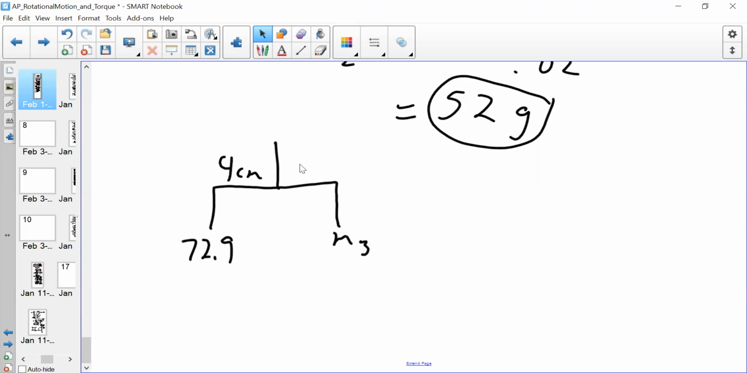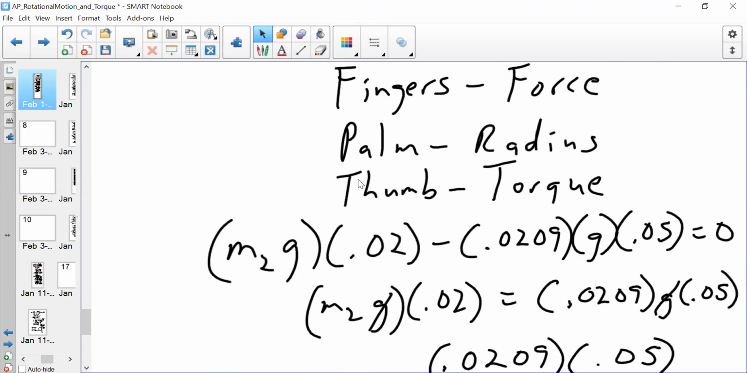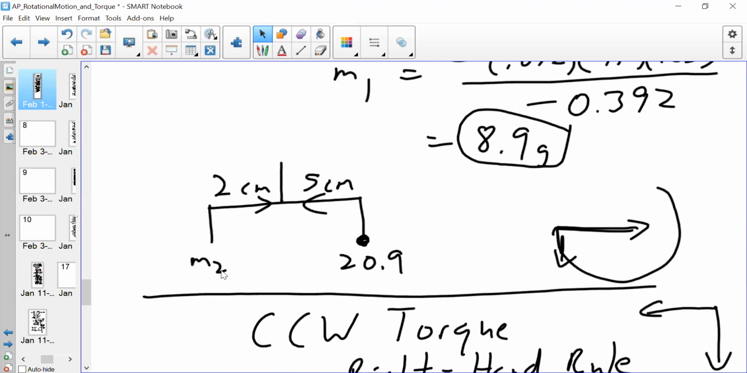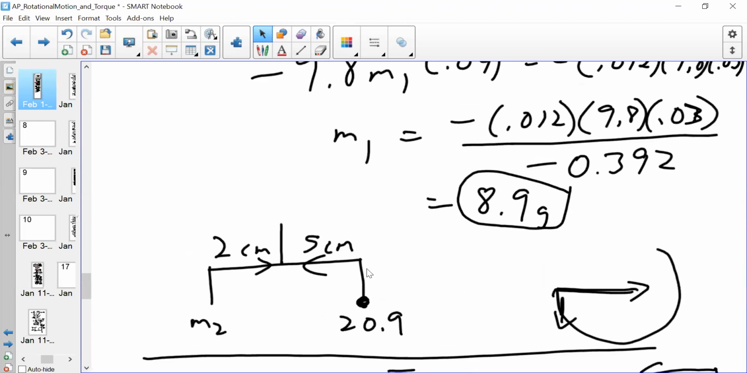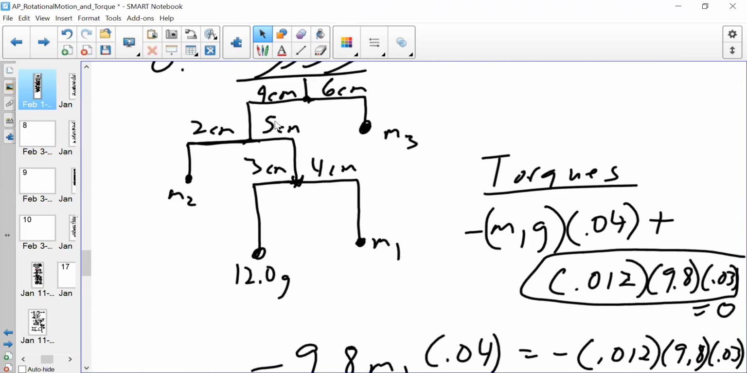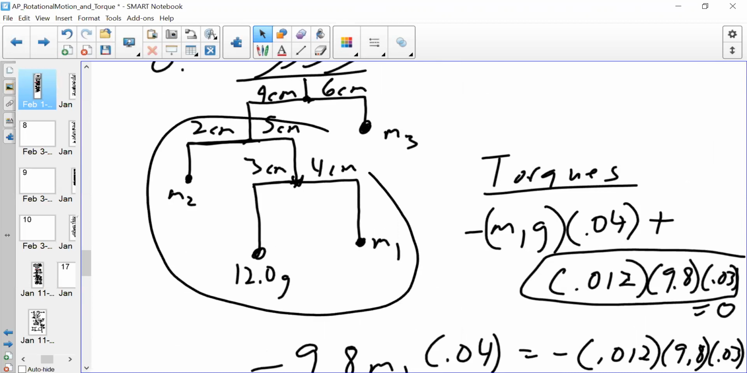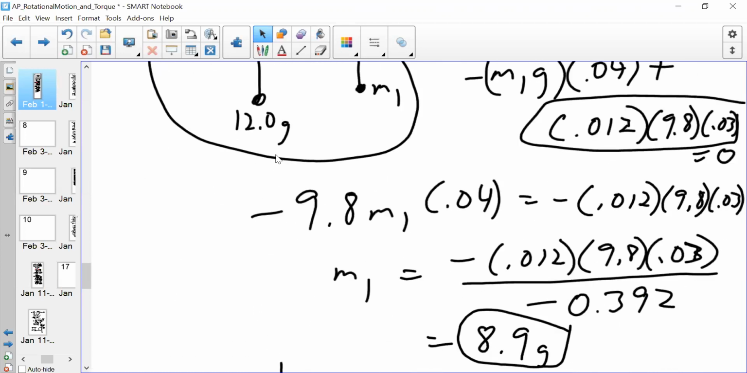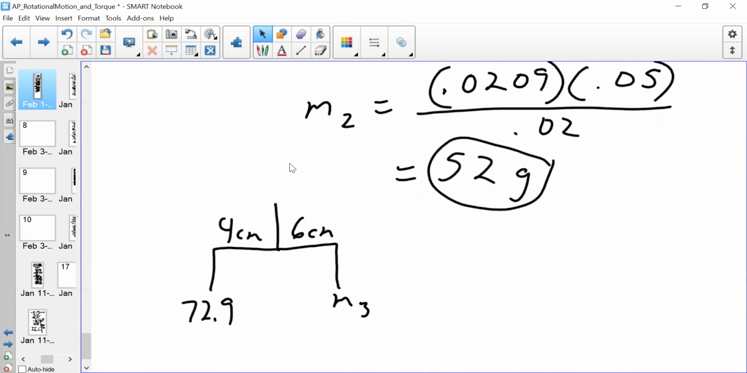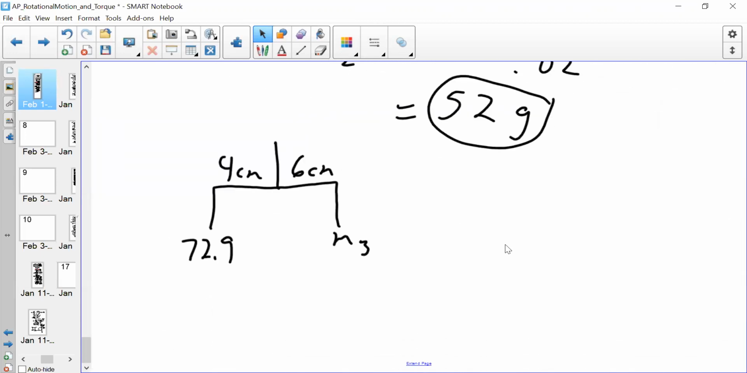72.9 is 4 centimeters. So M3 is 6 centimeters away. Right, 72.9 again. We solved for mass 2, which is roughly 52, 52 and a half, whatever, that's trivial. So that 72.9 is going to be this entire mass here. It's going to be the collection of all of that hanging right at that point. And so that's why we got that picture right there. It's the same difference.